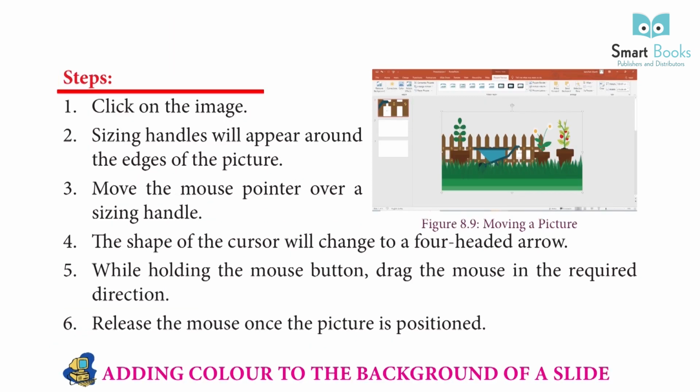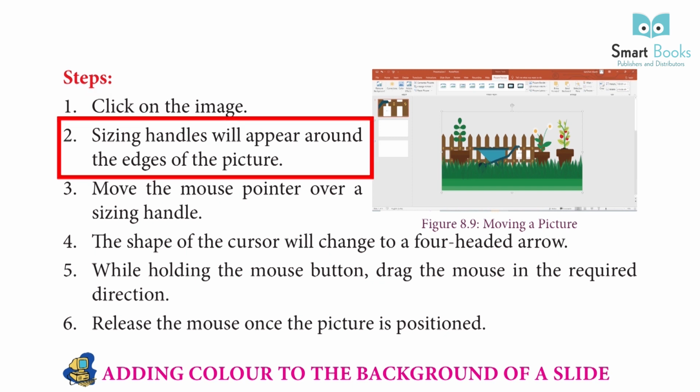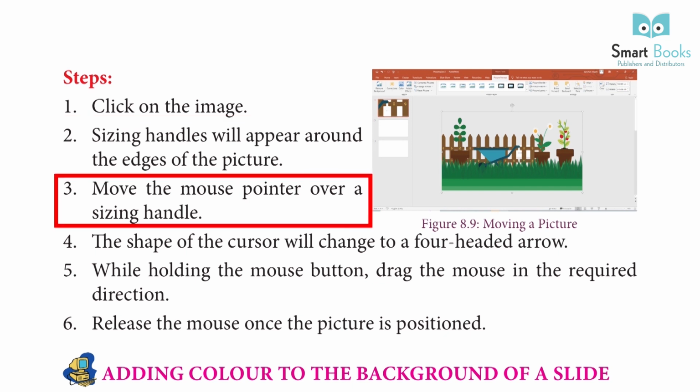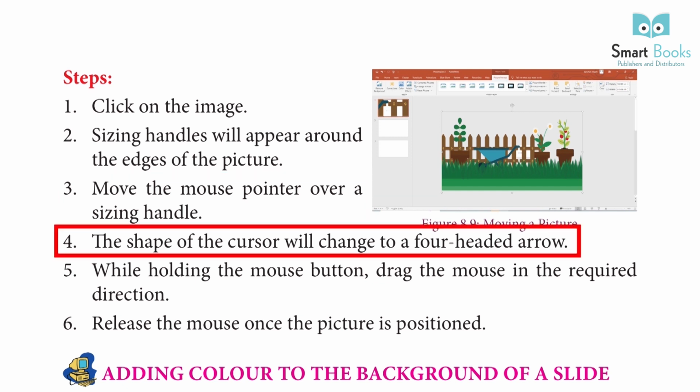Steps. 1. Click on the image. 2. Sizing handles will appear around the edges of the pictures. 3. Move the mouse pointer over a sizing handle. 4. The shape of the cursor will change to a four-headed arrow.